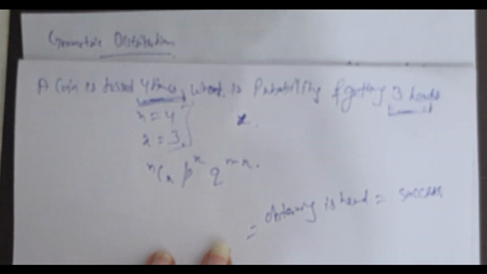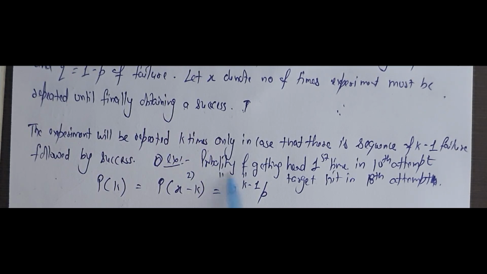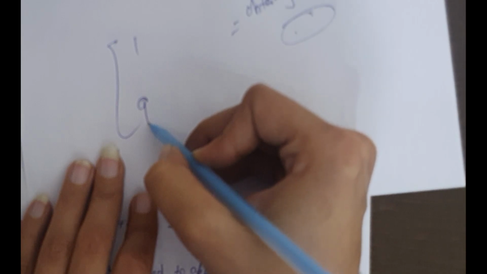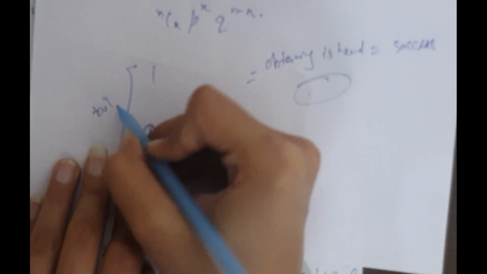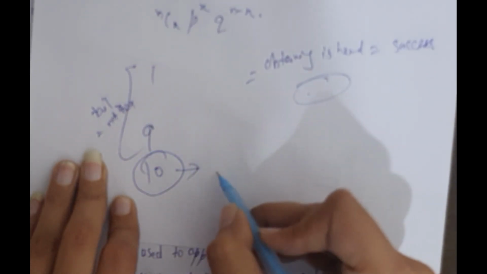In geometric distribution we have to again and again do the experiment until we obtain the success. If the question is a coin is tossed 4 times, what is the probability of getting 3 heads, then this question is of binomial distribution. If the question were a coin is tossed until we obtain a head, then obtaining a head is success, so we have to again and again toss the coin until we obtain a success. If this type of question is there, then we use geometric distribution.